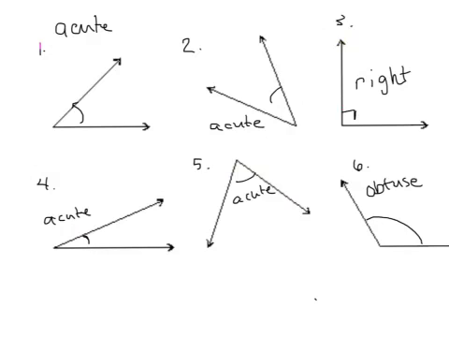And from here on out, I would expect that your spelling is correct. Acute is just A and then the word cute next to it. You should be spelling correctly anyway. And then obtuse is just O-B and then T-U-S-E, tuse. It kind of looks like it sounds.